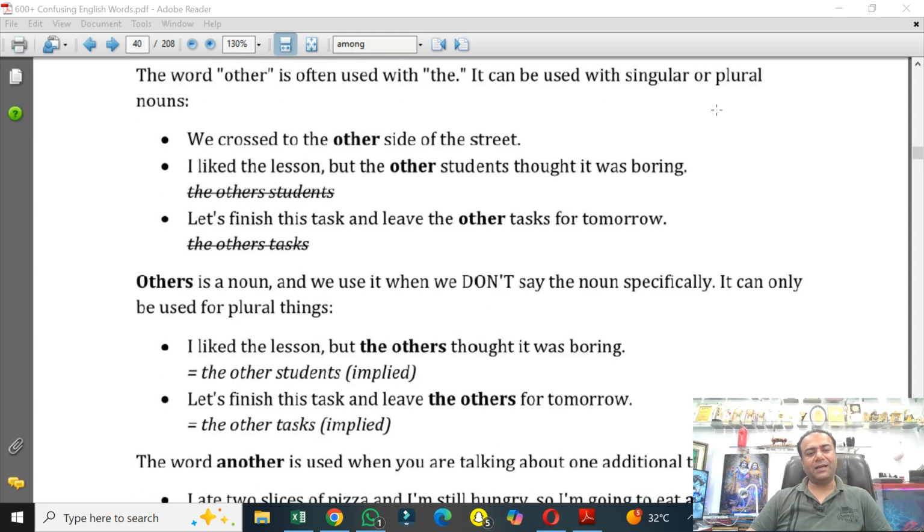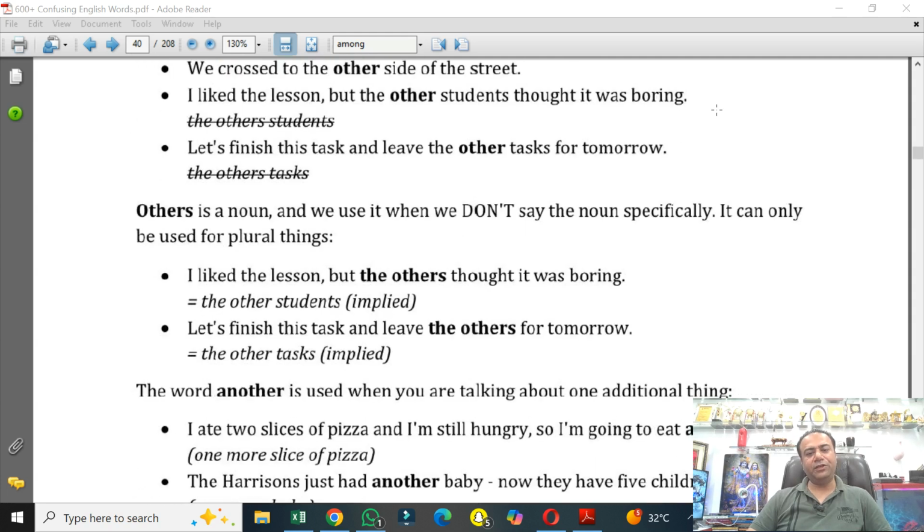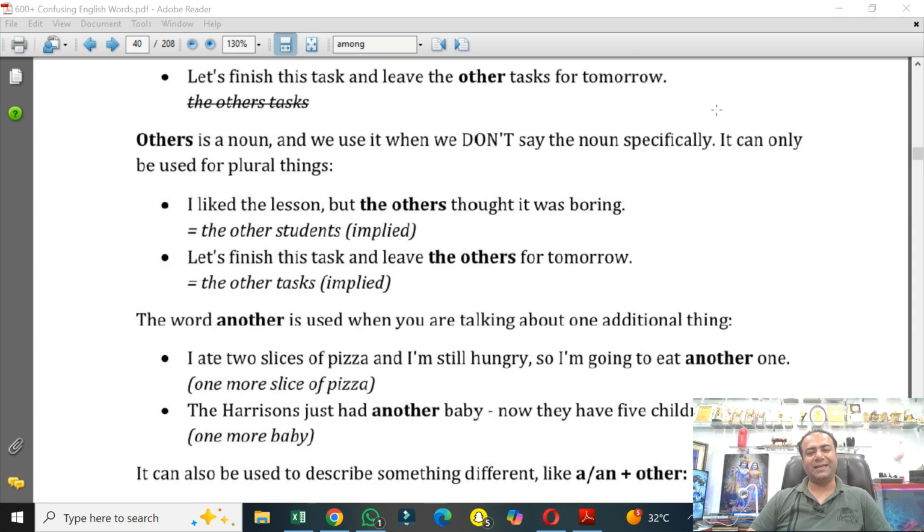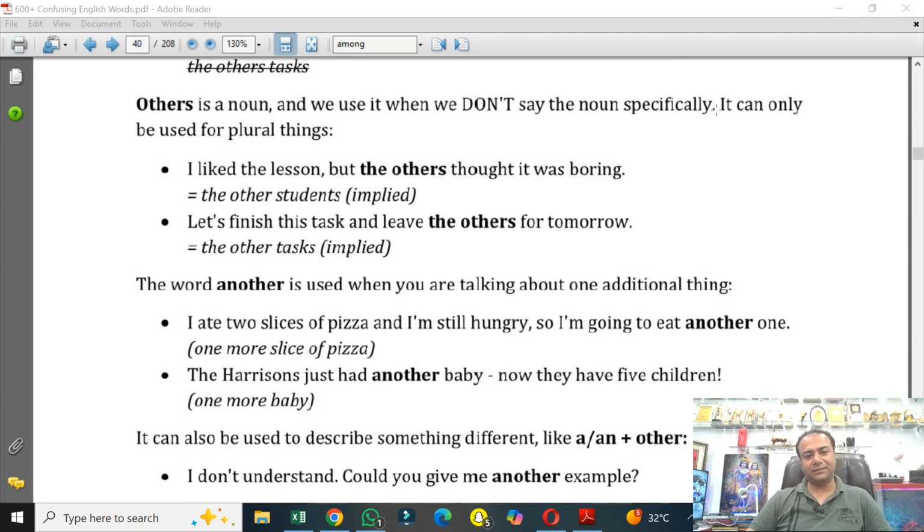Okay? And others is a noun, and we use it when we don't say the noun specifically. It can only be used for plural things. I liked the lesson, but the others thought it was boring, is equal to the other students implied. Okay? For example, let's finish this task and leave the others for tomorrow, is equal to the other tasks.